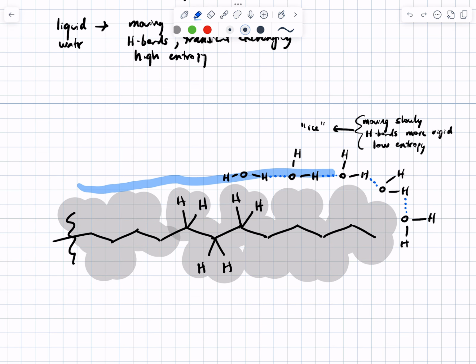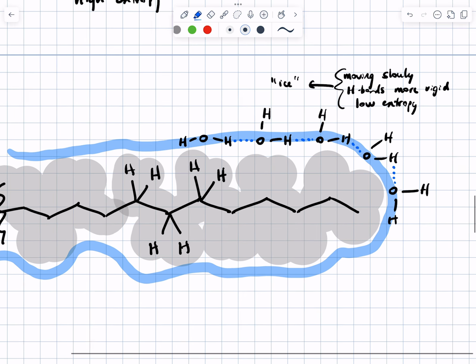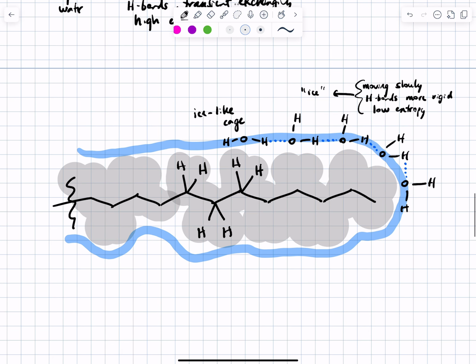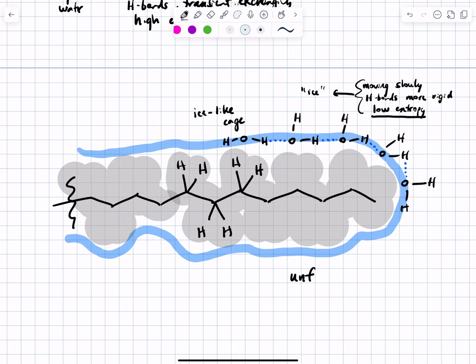You've had to form this ice-like cage, and I'm just illustrating that because I don't have time to draw all of the oxygen-hydrogen bonds, but you have this ice-like cage of water molecules that surround the nonpolar surface area. Low entropy, and that process is unfavorable.